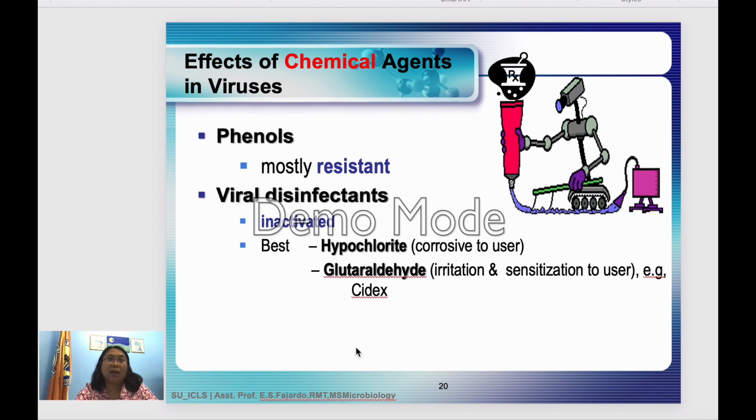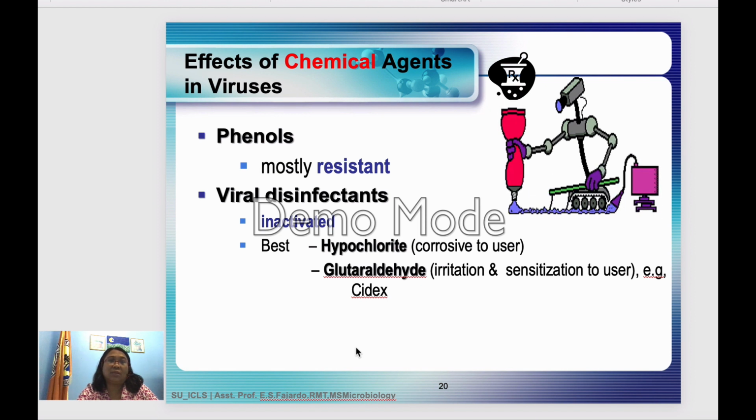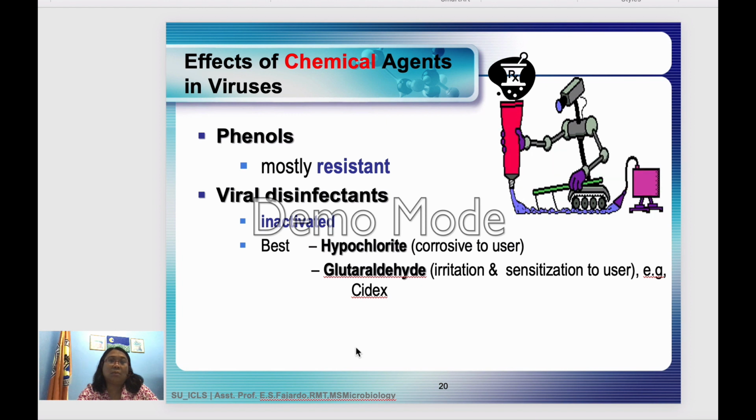Now, other chemicals to which viruses are resistant, phenols. Mostly viruses are resistant to phenols. That's why we do not usually use Lysol, except maybe for some enveloped viruses. Lysol is an example under phenol, that's 3 to 5% phenolics.